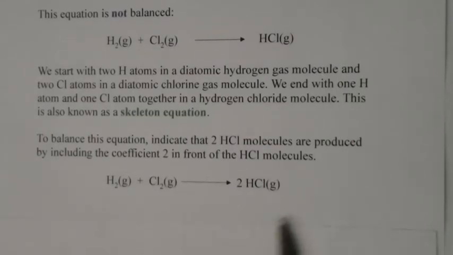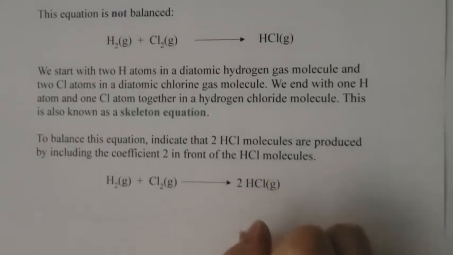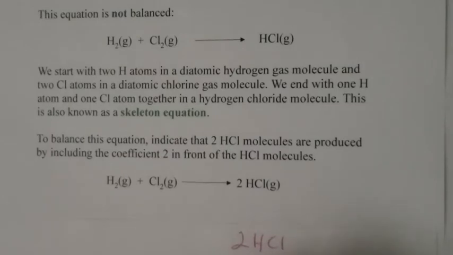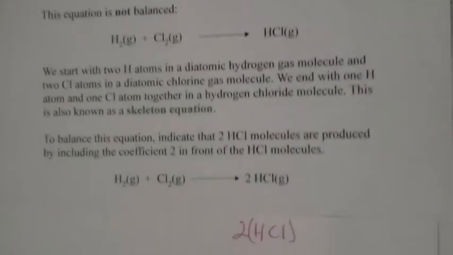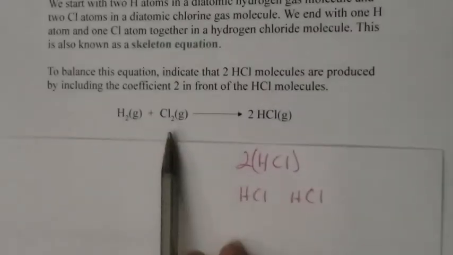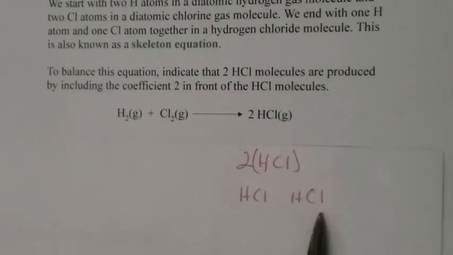So this is our final balanced equation, where when I count, I have 2 hydrogens, and this 2 means there's 2 of these things. It physically means that 2 HCl means I have an HCl and another HCl. The 2 just means whatever comes behind it, I have 2 of them. Okay, so that's what that 2 means. So I have 2 hydrogens, and I have 2 hydrogens on this side. I have 2 chlorines, and I have 2 chlorines on this side. So that is actually a balanced equation.